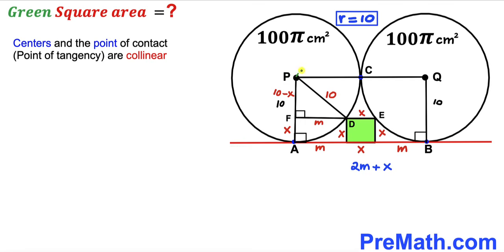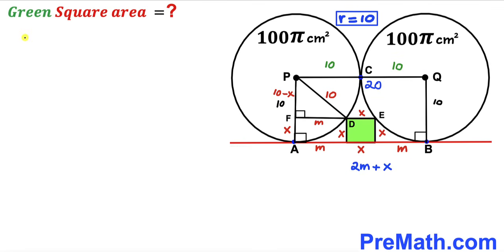Now let's make an observation. We can see this PC is the radius of this circle, and this is 10 centimeters, and likewise this is a radius as well, so this is 10 as well. So this whole segment PQ length is 10 plus 10, which gives us 20 centimeters. Now let's make an observation. We can see that this AB segment is equal to this PQ segment. Our AB segment is 2m plus x and PQ segment is 20.